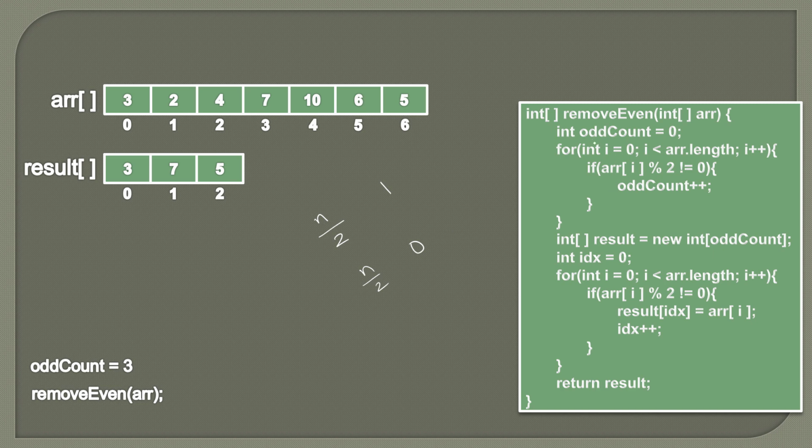So why do we calculate the odd count at the start? Because we need to find the length of the new result array so that we can create this new array of 3 values, because the odd count is 3. And then we can perform the same steps again. We will figure out the odd integer and we will simply assign that odd integer to the respective indexes one by one. And at the end we will simply return the result.